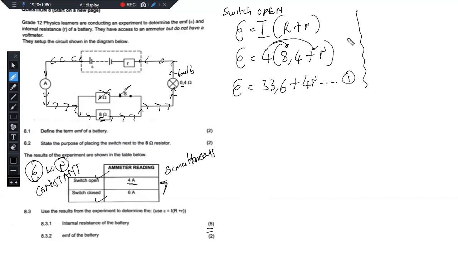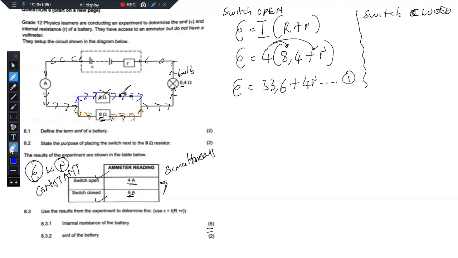Okay, so now let's go to when the switch is closed, right? If the switch is closed, we understand that the current changes to 6 amperes. So if the switch is closed, now we have a splitting of the current at this position here. Some of the current splits and goes in this direction, and some of the current splits and goes in that direction.